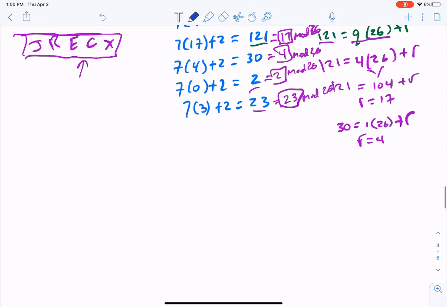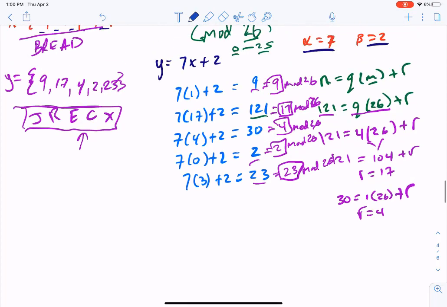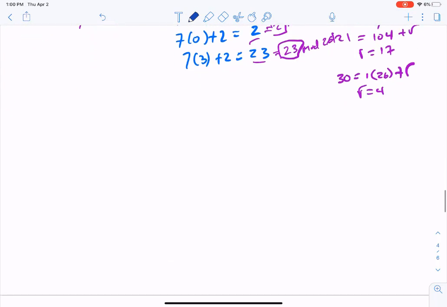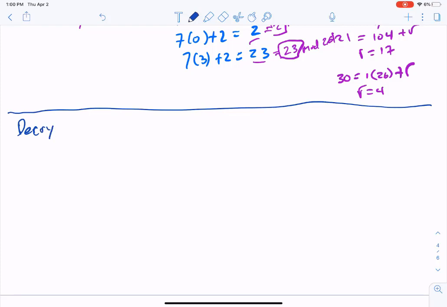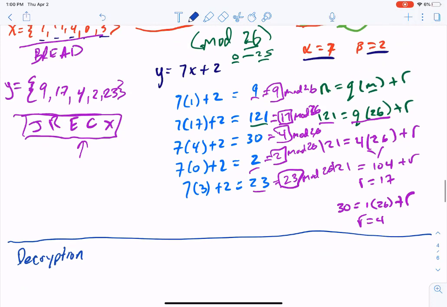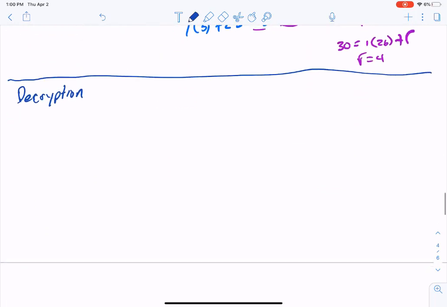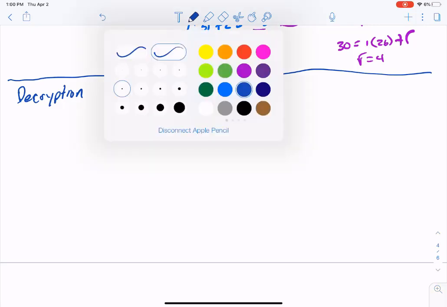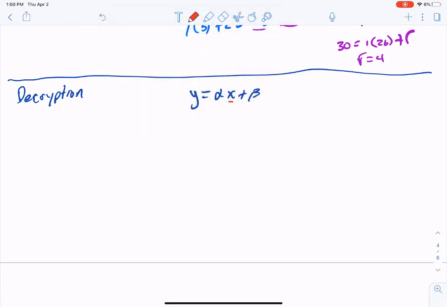All right, so that's how you encrypt it. That's pretty straightforward. That's the encryption process for an Affine cipher. The decryption process is in most cases the harder part. So what we're going to try to do is go backwards, okay? So here's my encryption process, which is y equals alpha x plus beta. That's the equation we're going to use. And now we're going to try to reverse it to solve for x, again, go backwards.